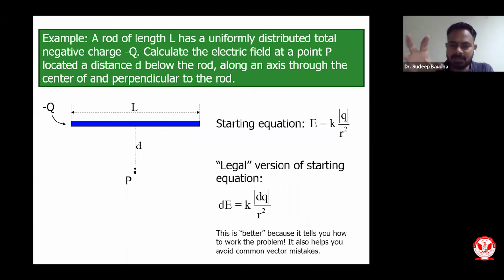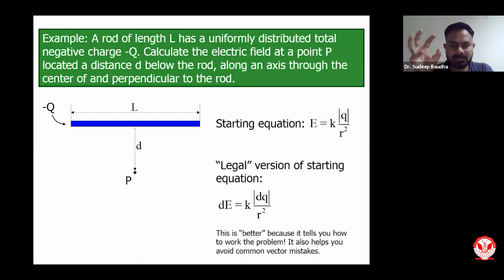Now, a better version of this equation, when we talk about different geometries and discretization: del E is the small amount of electric field generated by a small segment of the charge. So dq and del E are the infinitesimal small amount of electric field generated by an infinitesimal small amount of charge on that particular rod. This is much better because it tells you how to work the problem. It also helps you avoid common vector mistakes. It is very important to show this equation in this form.